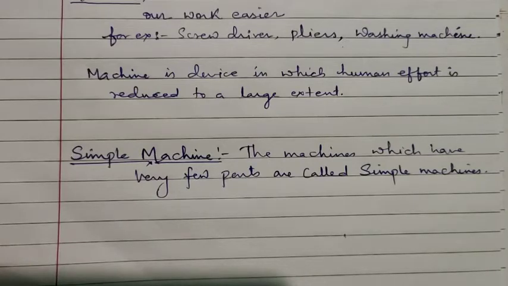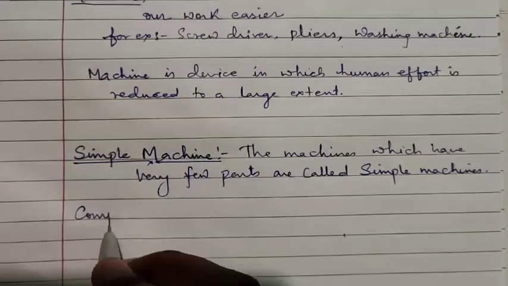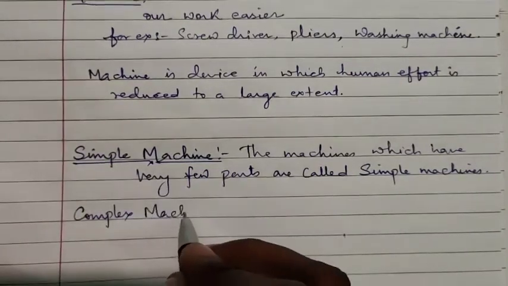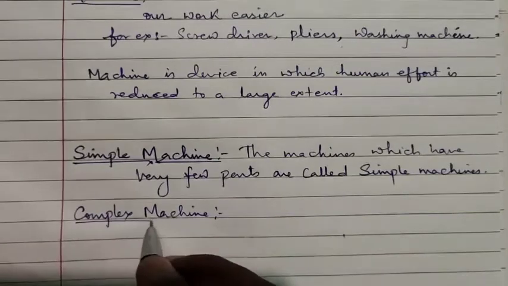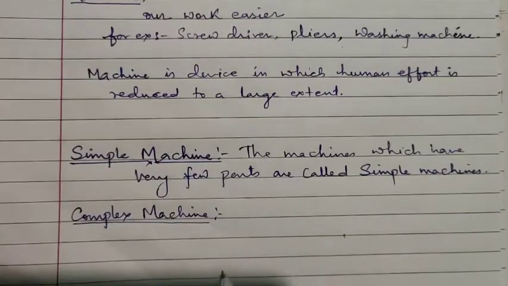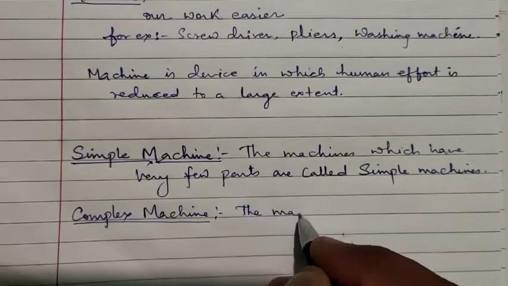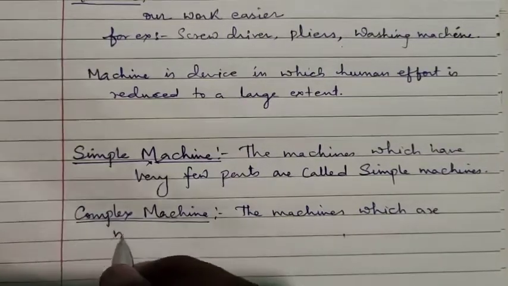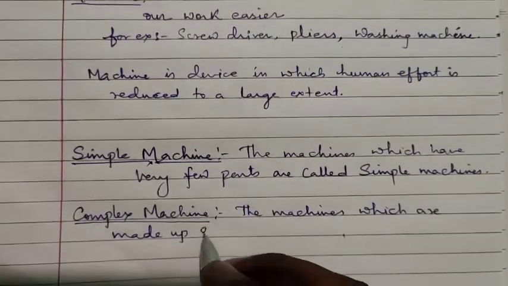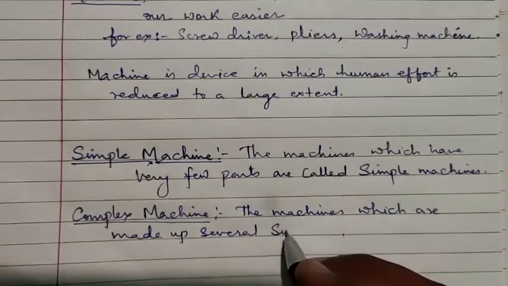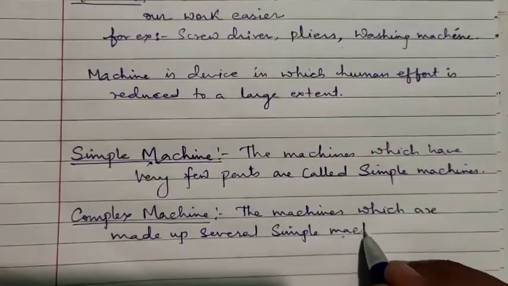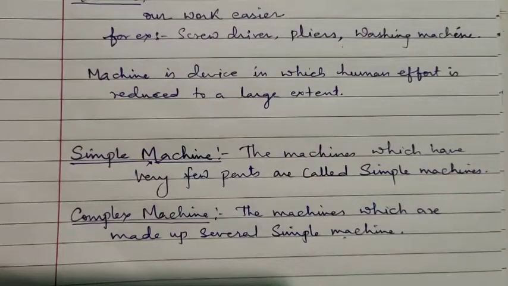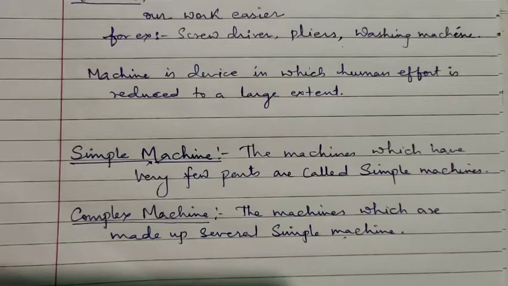There are two types of machine. One is the simple machine and the other is the complex machine. Complex means tough, a little bit tedious. A complex machine is made up of several simple machines. A machine which is made up of several simple machines is called a complex machine, like the engine of a car or a washing machine. These are complex machines.